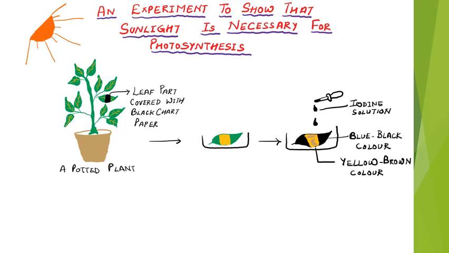Thus, the blue-black color of the exposed part of the leaf is due to the presence of starch in it. And the absence of starch in the middle part or the covered part results in yellow-brown color. So to conclude, we can say that the absence of starch shows that photosynthesis did not take place in the part of the leaf that was deprived of sunlight. And this proves that sunlight is necessary for photosynthesis.